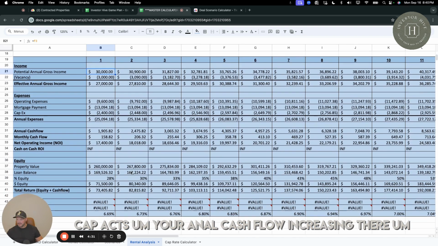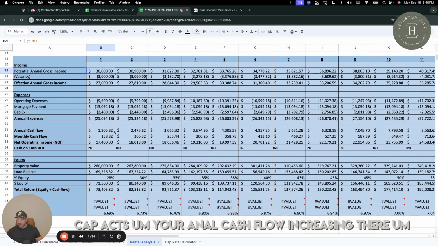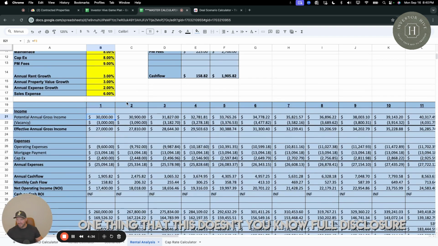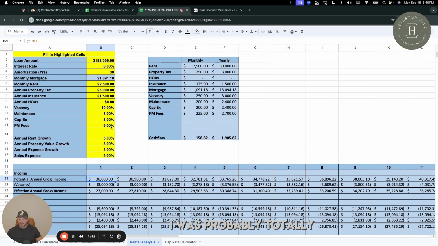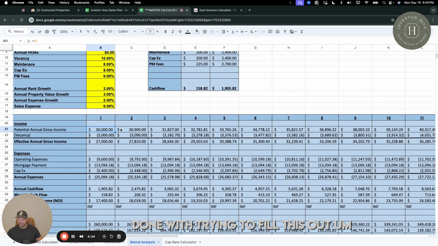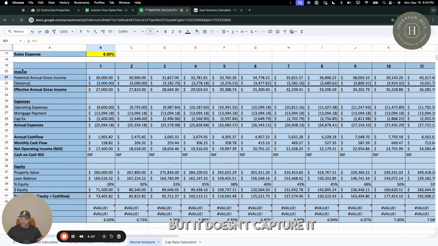CapEx, your annual cash flow increasing there. One thing that this doesn't, full disclosure, I'm not here to spoof anyone, but this isn't capturing a taxes increase, because taxes do go up every year on a property. So does insurance. So it's not capturing that on here. I was probably totally done with trying to fill this out. But it doesn't capture it. So keep that in mind, that your cash flow might be a little bit lower as it goes down based on what those taxes do.